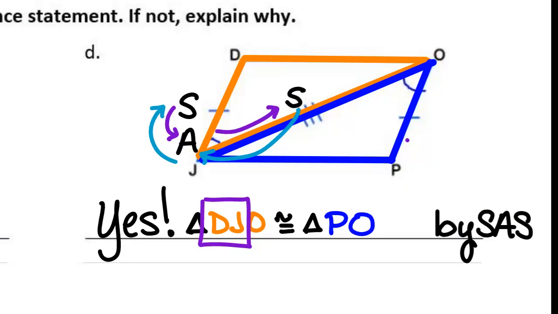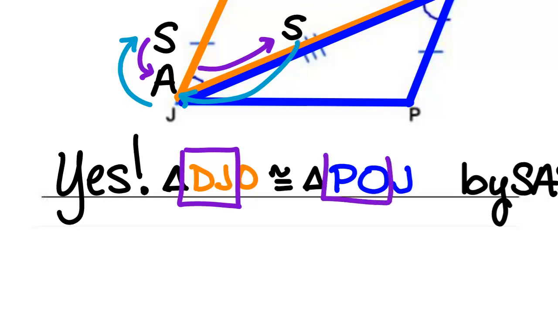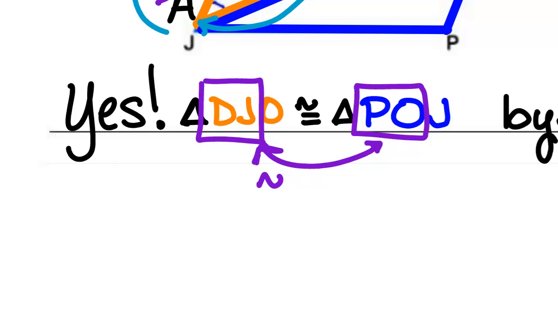Once I have two of them in order, the third one's pretty easy. This is going to be triangle PO what? POJ. These are congruent sides.